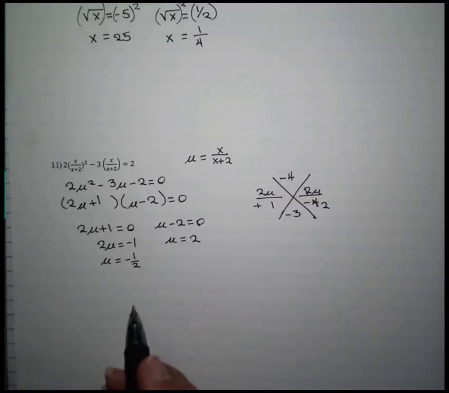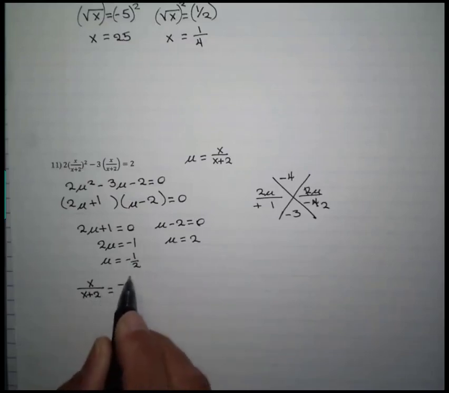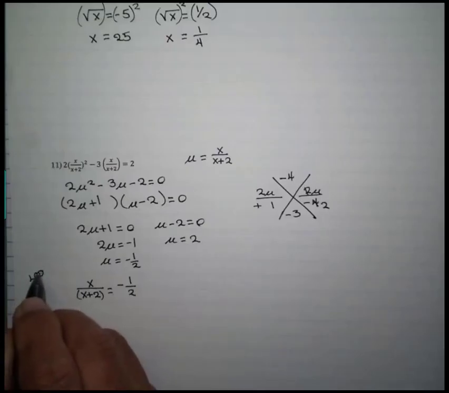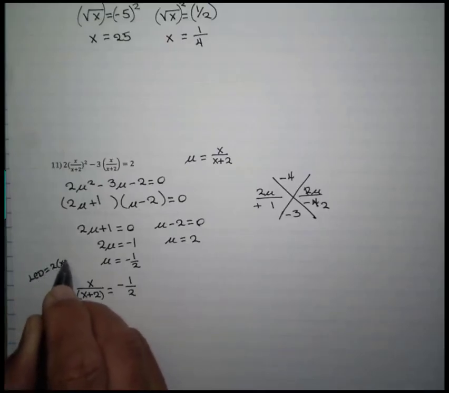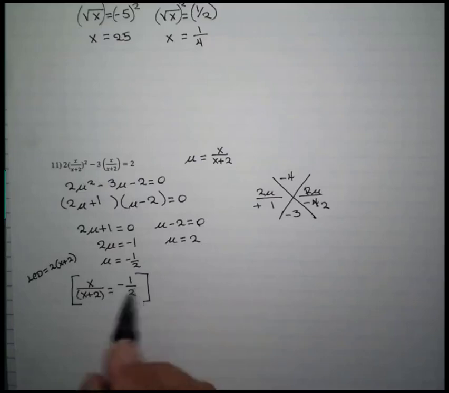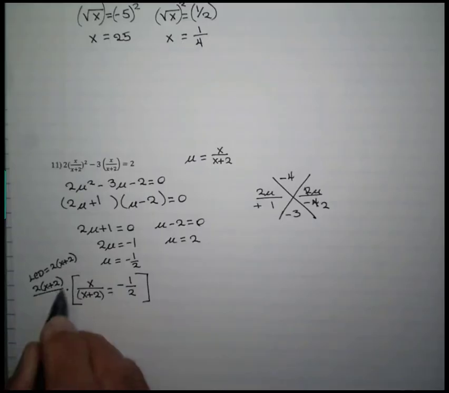So now the hard part. Let's plug it back in and say what I know: x over x plus 2 is equal to a -1/2. If x over x plus 2 is equal to -1/2, I have an equation with fractions. I need to multiply by the least common denominator. Well, the only denominators I've got are x plus 2 and 2. So my LCD here is equal to 2 times x plus 2. So I'm going to multiply both sides of this equation. We haven't forgotten how to do this, right? Times 2 times x plus 2 over 1.